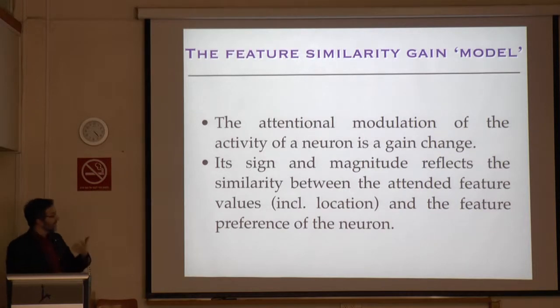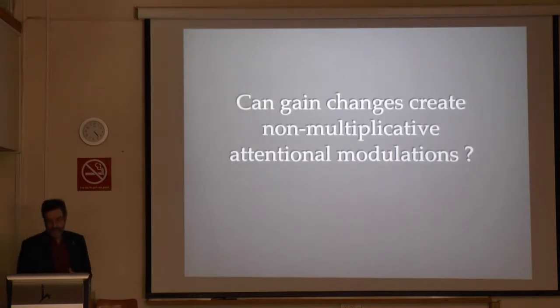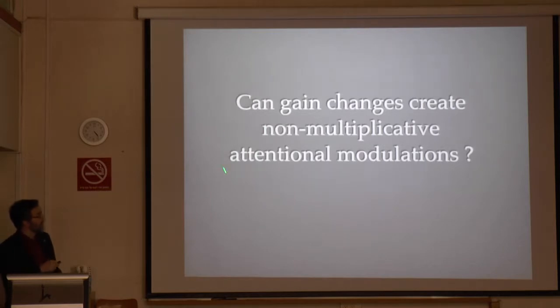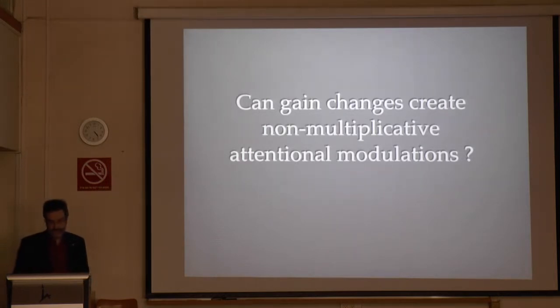And in a way, for the more computational types amongst you, gain changes are nice because gain changes are easy to handle. But then you also know that gain changes are limited because you can't do all that much with gain changes. All you can do is crank up and down responses. And particularly, they seem to always generate multiplicative effects. Now, there are examples of non-multiplicative attentional modulations, and of course that creates the question, how can this be? How can there be a gain change system and we can still see non-multiplicative attentional modulations?